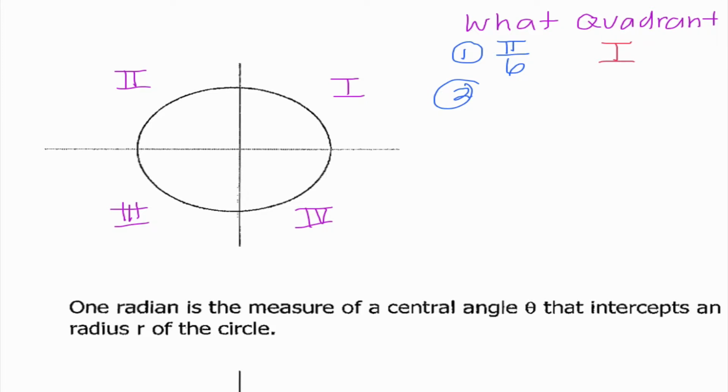Okay, number 2, I have 2 pi over 3. This coefficient of 2 over 3 is telling me 2/3 of a semicircle. 2/3 of a semicircle would take me into quadrant 2.